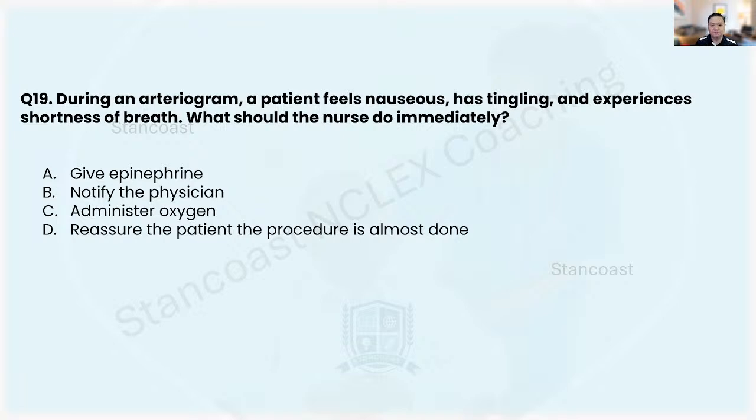Number 19. Question number 19. During an arteriogram, a patient feels nauseous, has tingling, and experiences shortness of breath. What should the nurse do immediately? Again, during an arteriogram, a patient feels nauseous, has tingling, and experiences shortness of breath. What should the nurse do immediately? Is it A, give epinephrine, B, notify the physician, C, administer oxygen, D, reassure the patient the procedure is almost done?